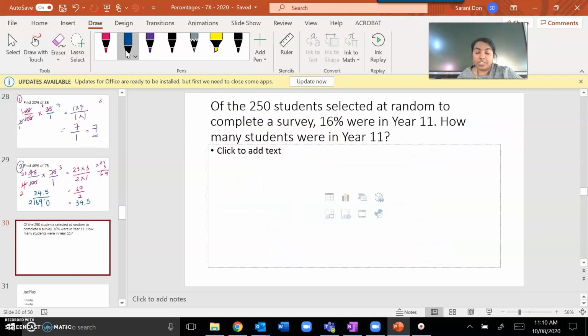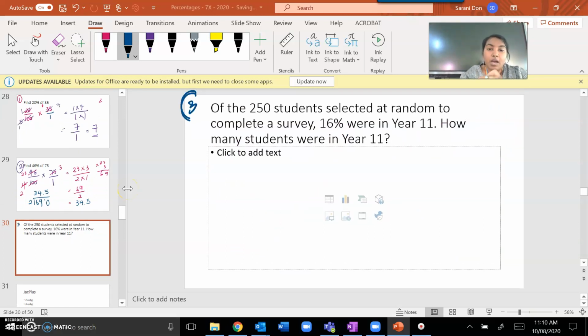All right, last question, question 3. Of the 250 students, please write this down. Of the 250 students selected at random to complete a survey, 16% of it was year 11. So this is like I sent out a survey, school sent out a survey, we worked out 16% of it was year 11. We want to work out how many that is. So we know the percentage, but I want to work out how much that is in numbers.